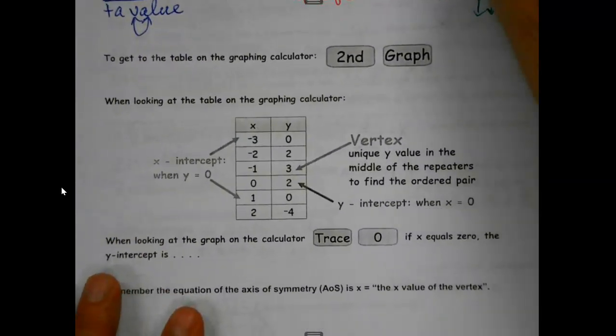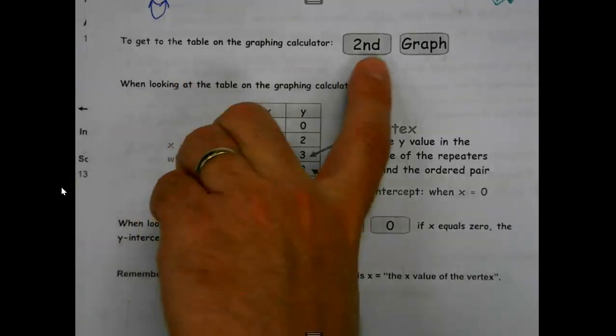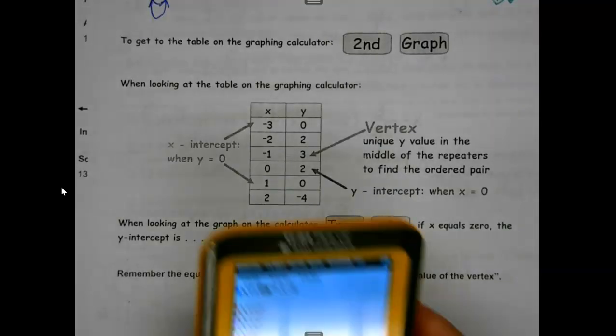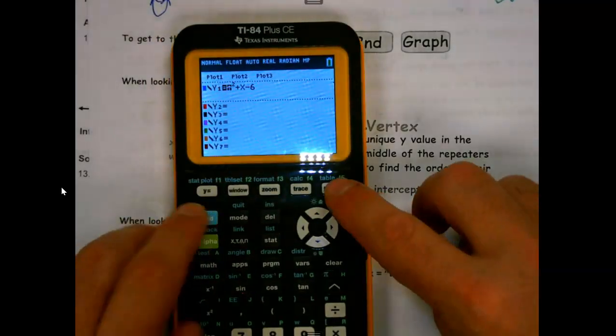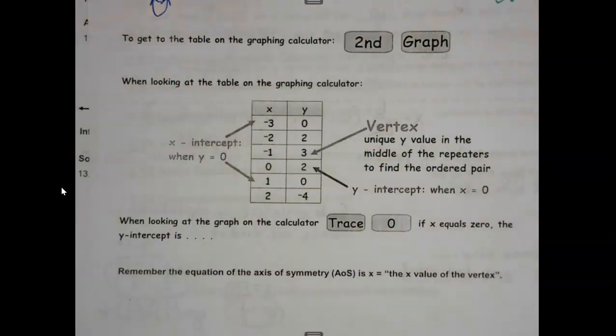When we get to the calculator here in a moment, you can always get to the table by just hitting second and graph, anything that we've got in here. So like that example I had up before, if I hit second and graph, we've seen this before, there's all my numbers. But when you're looking, there's a lot of stuff that you can get just from a table.